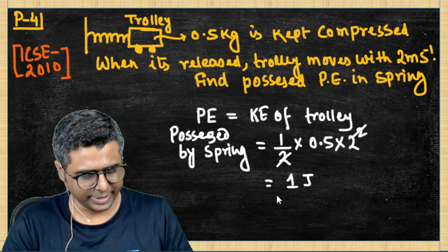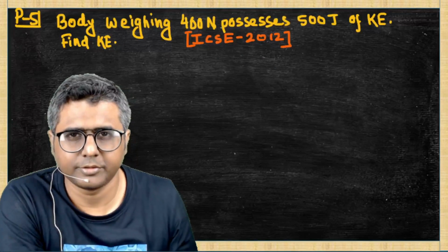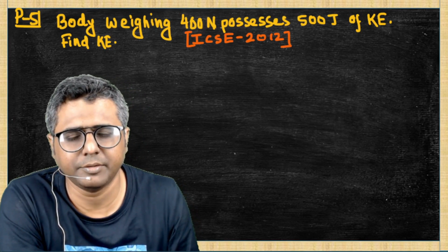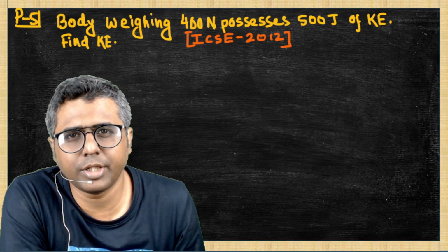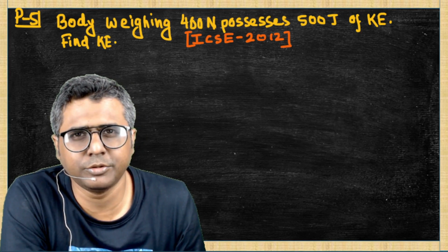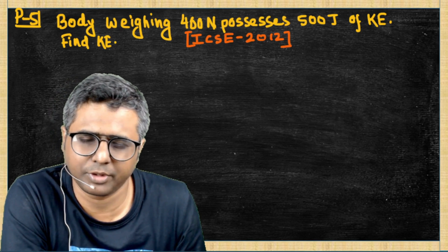Understood? Next problem. So coming to our next problem, another problem from previous year ICSE paper. A body weighing 400 Newton possesses 500 kilojoules of kinetic energy. Okay.